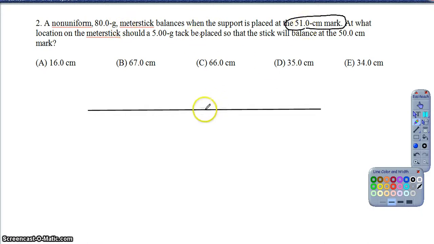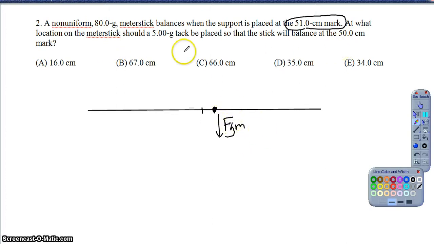The center of mass of the meter stick is not exactly at 50, right? So normally it'd be at the 50 centimeter mark. Instead, they're telling us the center of mass is actually, and obviously this won't be to scale, but I'll exaggerate it a little bit here, at the 51 centimeter mark instead. That's where the force of gravity for the meter stick is acting from, right?